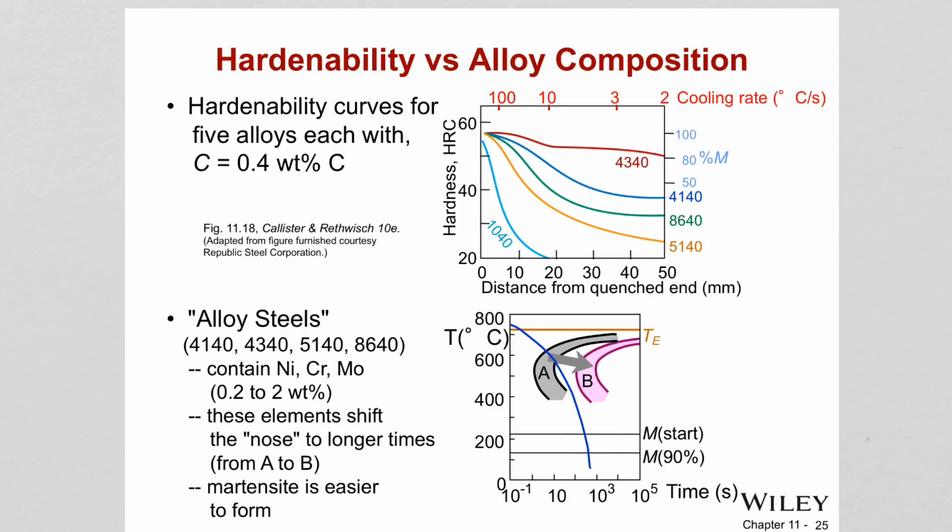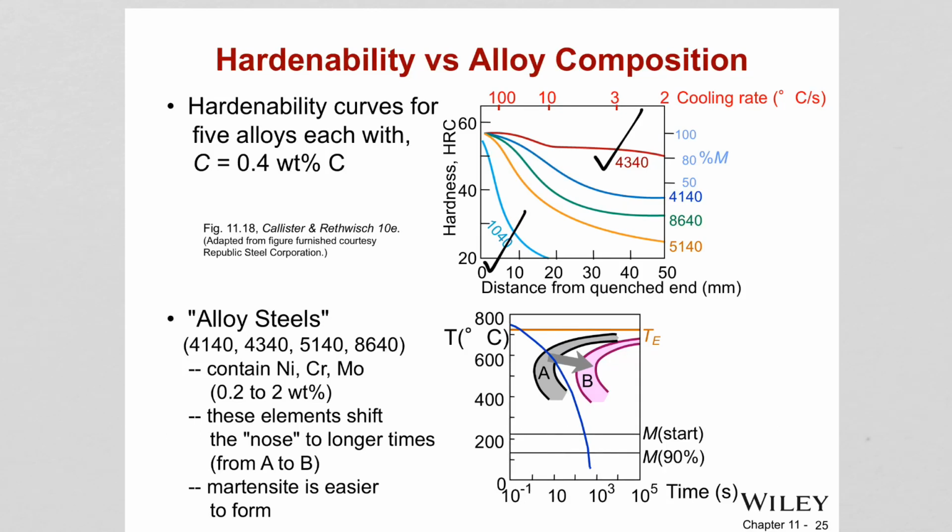These ferrous metals can preserve their hardness value as we move away from the quenched end. On the other hand, the plain carbon steel with the 0.4% carbon, as you see 1040, quickly decreases in hardness values as we go away from the quenched end. So it doesn't have a good hardenability. This one has a good hardenability, this one doesn't.